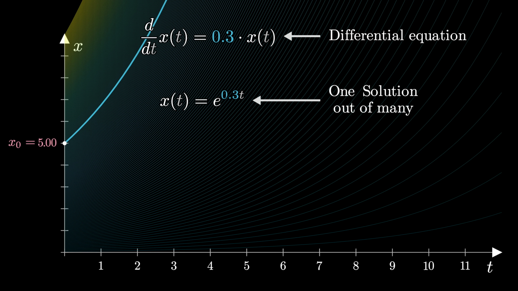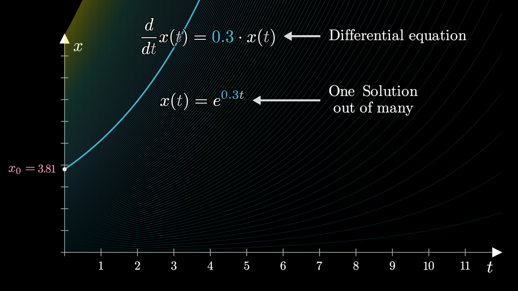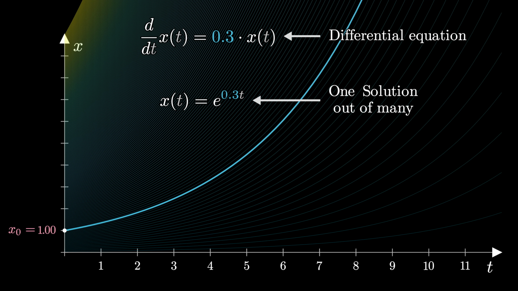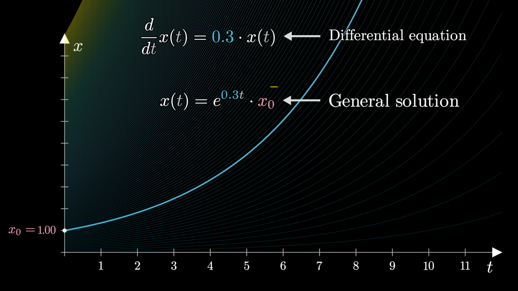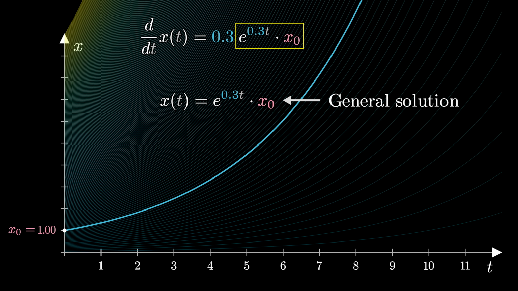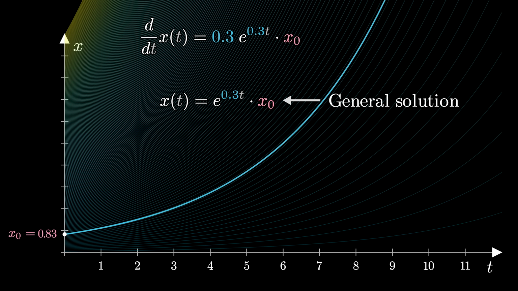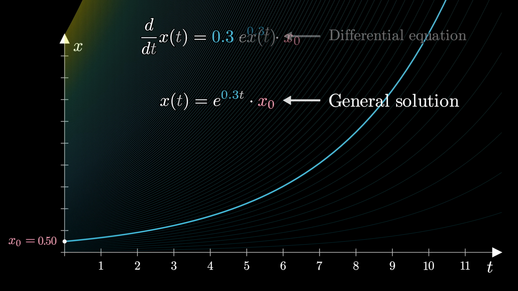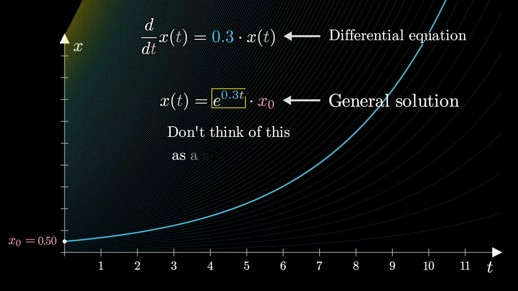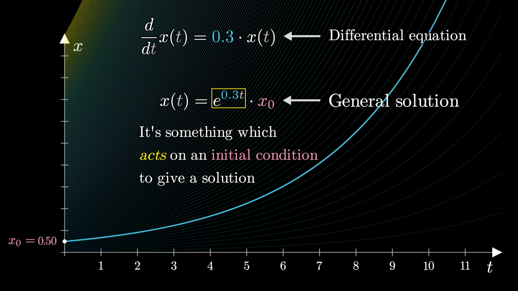The function e to the rt is just a solution when the initial condition is 1, but if you multiply by any other initial condition, you get a new function which still satisfies this property. It still has a derivative which is r times itself. But this time it starts at x naught, since e to the 0 is 1. This is worth highlighting before we generalize to more dimensions. Do not think of the exponential part as being a solution in and of itself. Think of it as something that acts on an initial condition in order to give a solution.